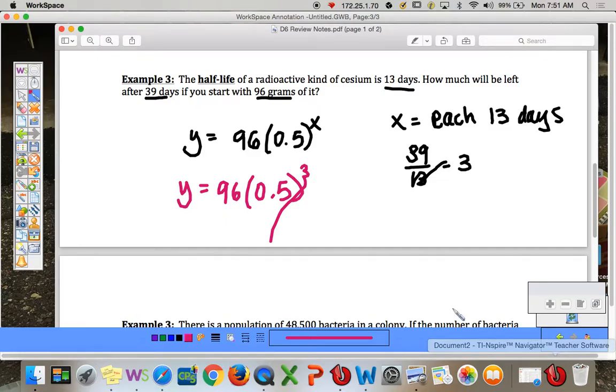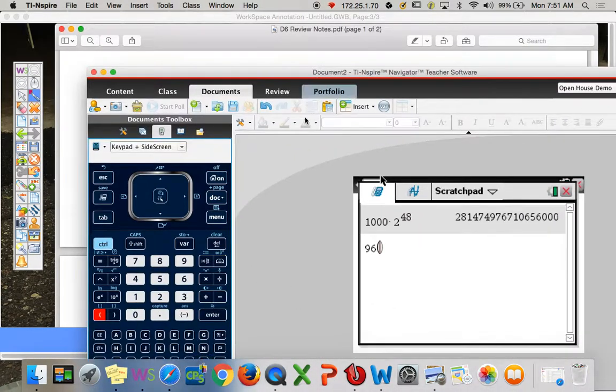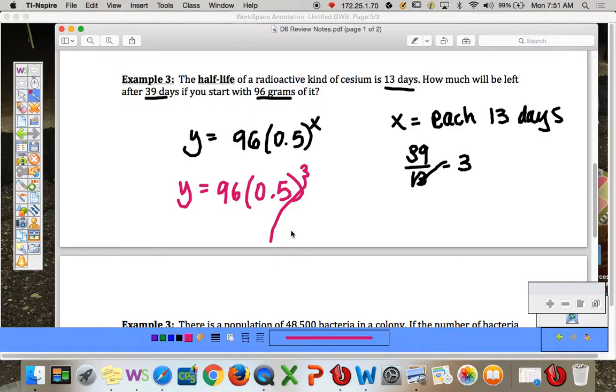And then again, we can type that in. 96 times 0.5, and you can even put this, I put it outside last time, I put it inside. And it was 3 sets of 13 days. And so you can see there's only 12 left. And we started with 96, so that makes sense, it's going down by half every 13 days.